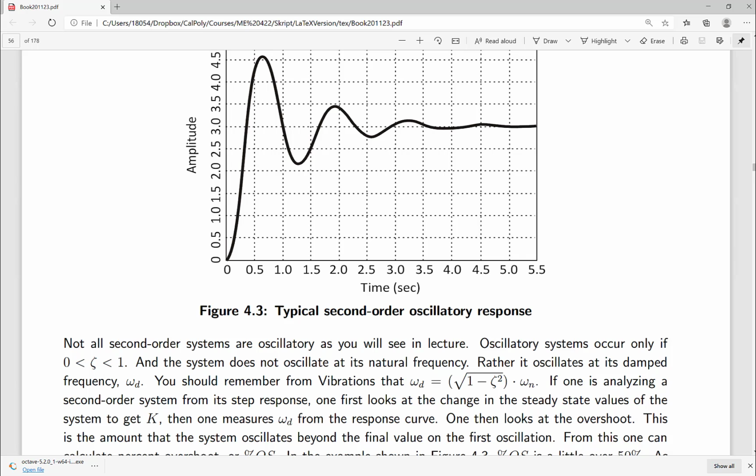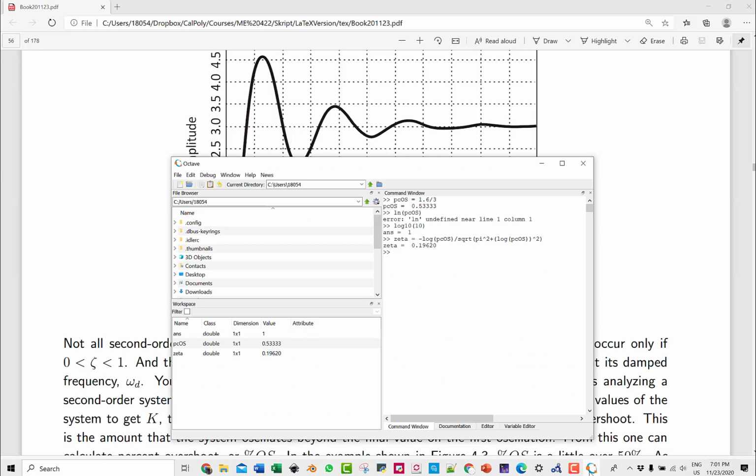Yes. So we go back to Octave. We're looking for omega d is equal to pi divided by the time it takes to get to the peak. Okay, so that's our omega d, and with the omega d we should be able to calculate omega n.